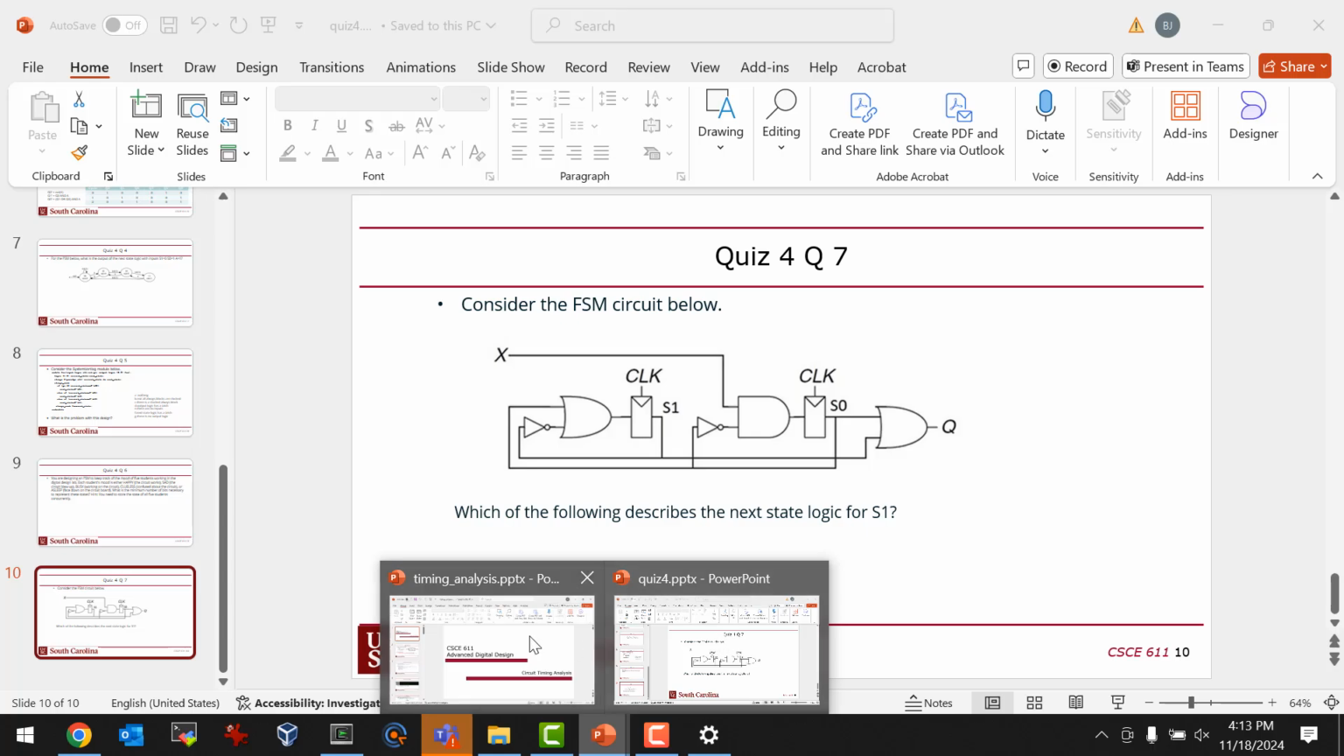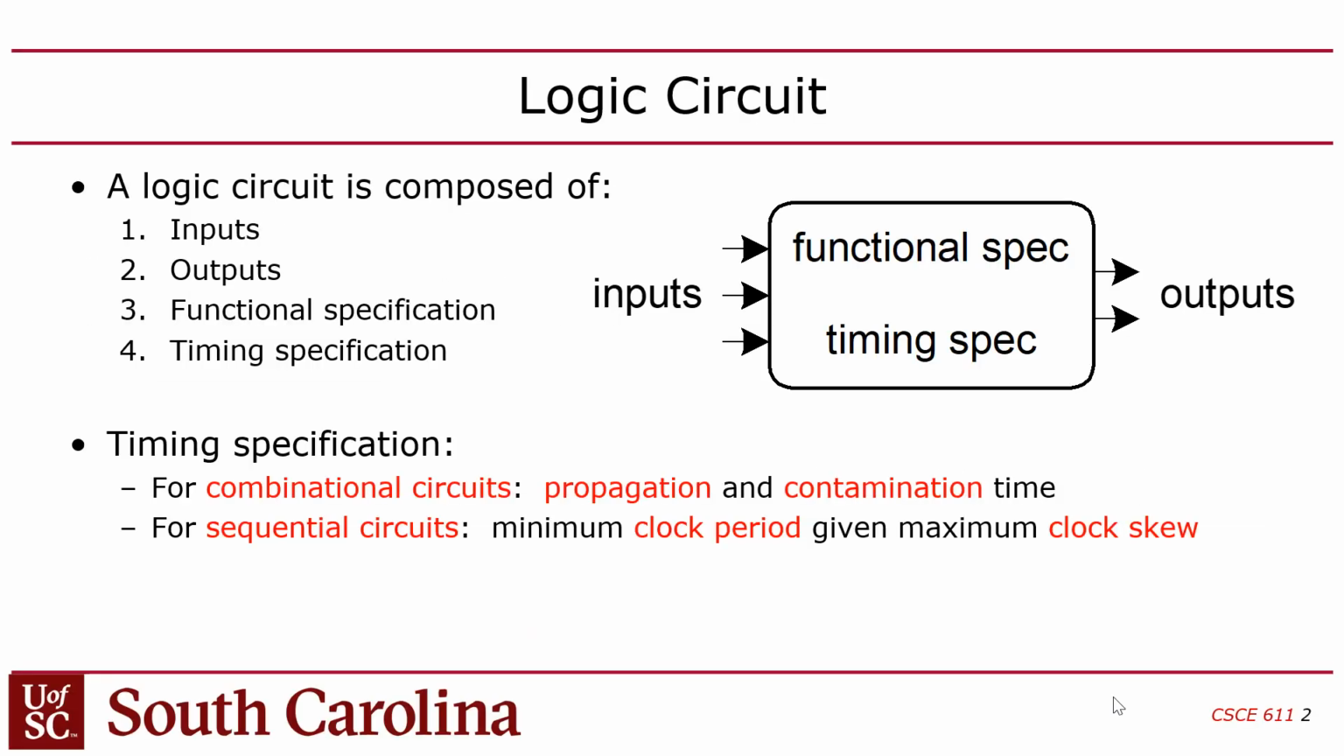So the next topic is timing analysis. I mentioned at the beginning of the semester that a logic circuit has a functional spec and a timing spec. For combinational circuits, the timing spec is how much time it takes to get an output after changing an input. Normally that's referred to as the propagation delay, but in reality it's a range of values. The delay through a combinational logic circuit will be in a range. The lower end of that range is called the contamination time, and the upper end is called the propagation time, and I'll talk more about those in just a minute.